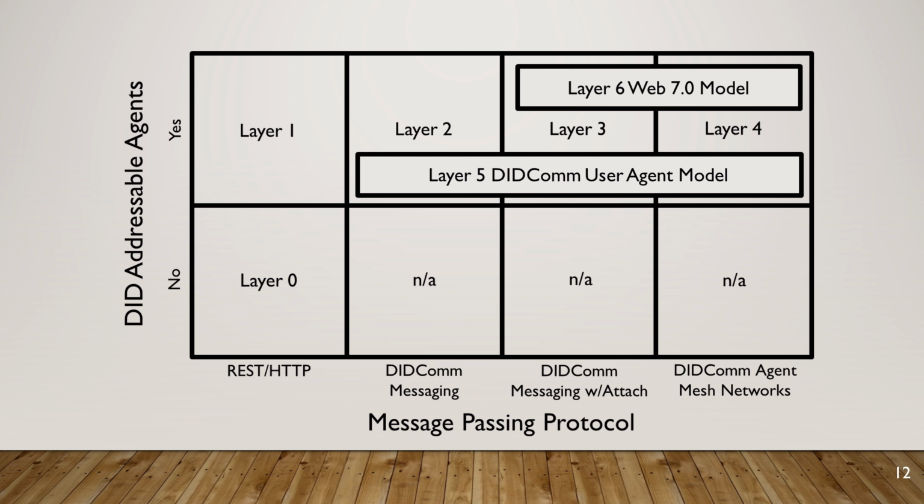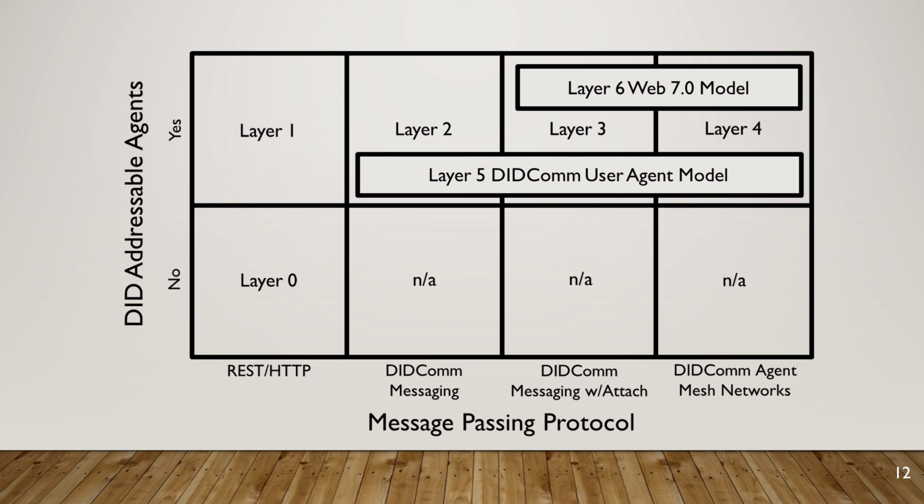Again, if you remember, the overarching goal is this is to be a guide for software architects and developers building software systems. And so we want to start with a common denominator. We want to get everybody on the same bus, same tour bus here. And so we're going to start with REST over HTTP scenario. And then we're going to move up to layer 1, right above it. So what's the difference? What's that vertical axis, DID addressable agents?